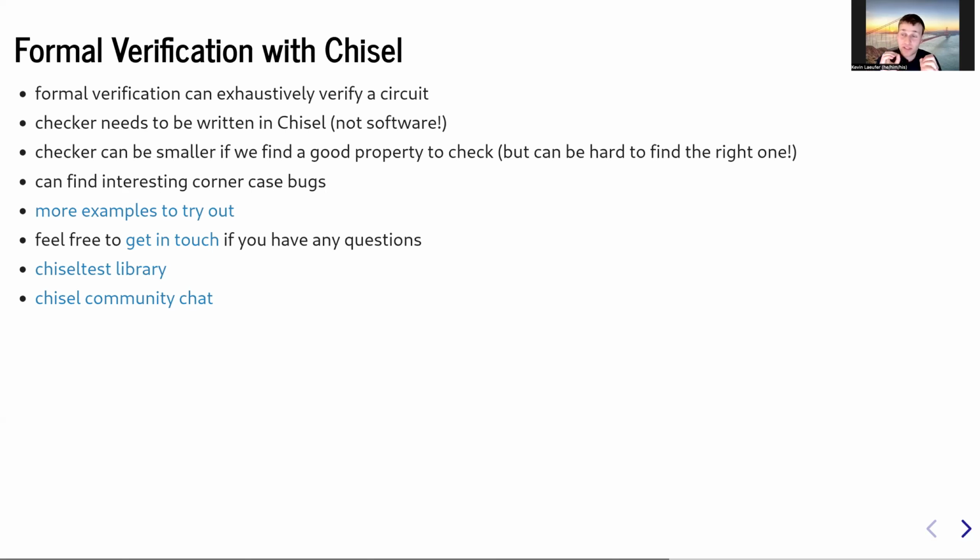One important difference between testing with Chisel test and doing formal verification is that your checker needs to be written in Chisel, not in software, because we cannot convert the Scala into SMT. I mean, in theory that would be possible, but in practice that would be really hard. What we do is we write a property as a Chisel circuit, and then that gets converted into SMT. One thing we learned is that the checker can be small if you find a good property to check, but it can be really hard to find the right property to check.